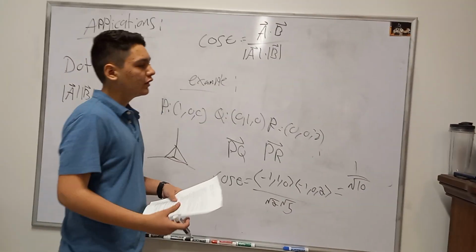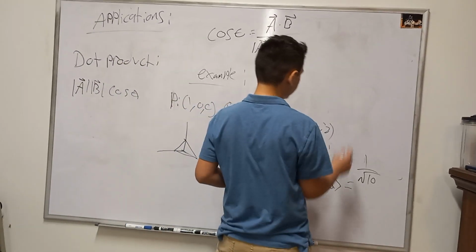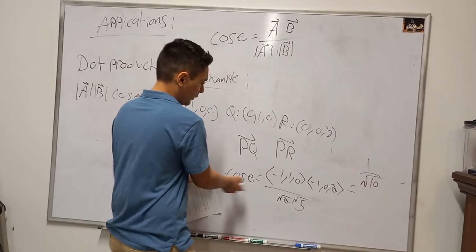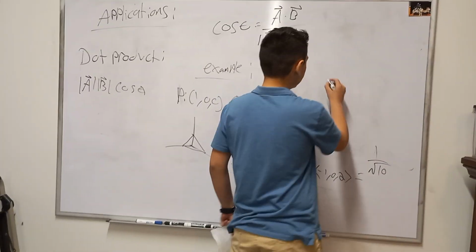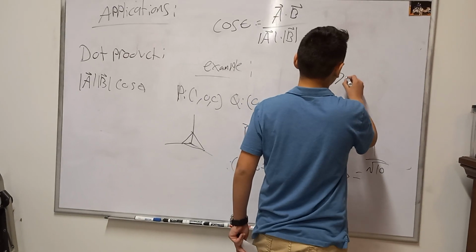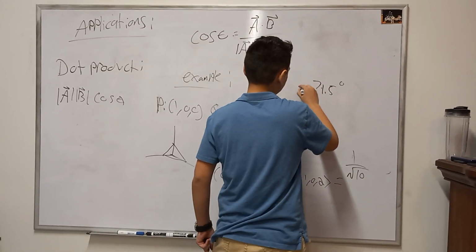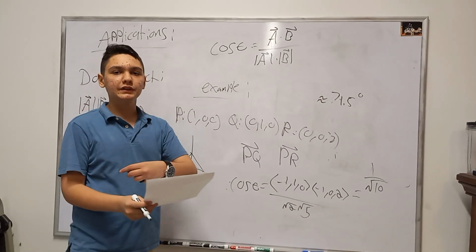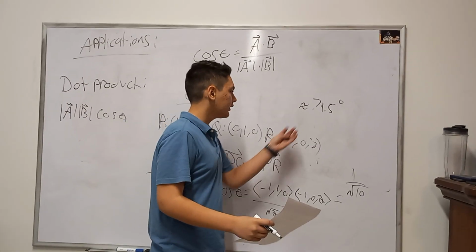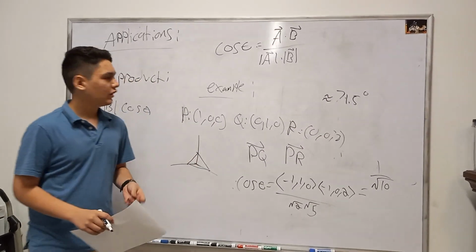But we're looking for the angle theta. So if we just do the inverse cosine on both sides, we get inverse cosine of 1 over root 10 is equal to 71.5 degrees, approximately. Okay, and why is a positive sign below 90 degrees? If it was 91 degrees, it would be negative. Okay, so that has been an application of the dot product.